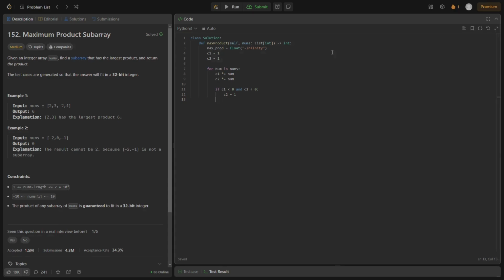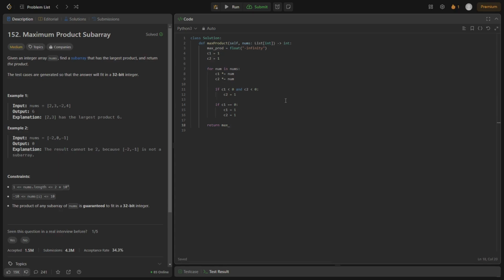Now, we want to have one final check, which is if C1 is equal to 0. And you can write if C2 is equal to 0 as well, but checking one of them is enough because we're always multiplying both numbers by the same number. And the only way to get 0 is if a 0 pops up in our list. So when C1 is 0, C2 will always be 0 as well. So here we can update them both back to 1s. That's it. It's a very simple code, and we just return the max prod.